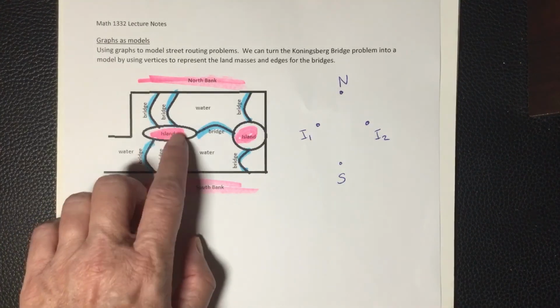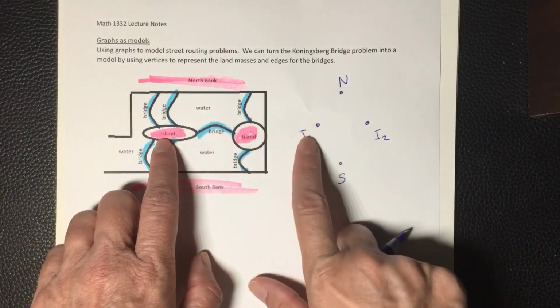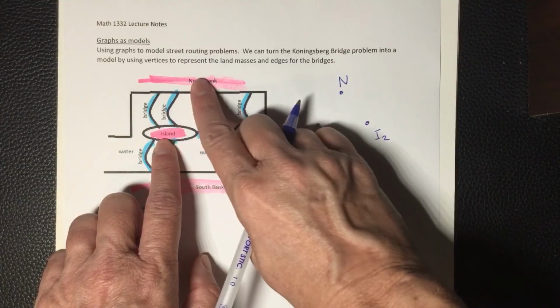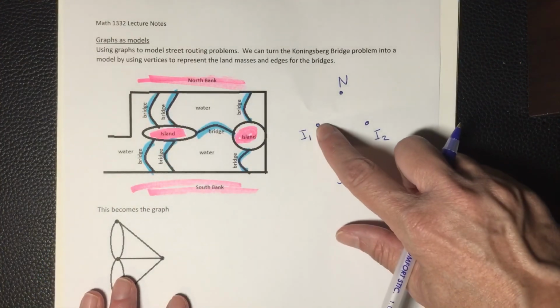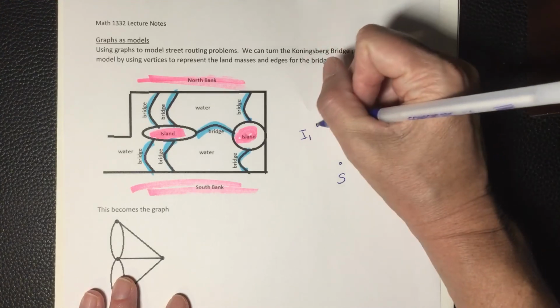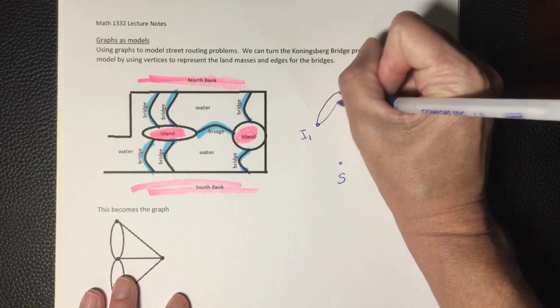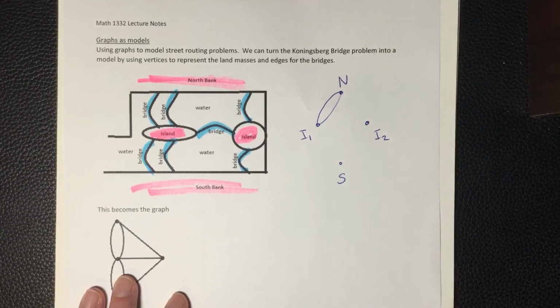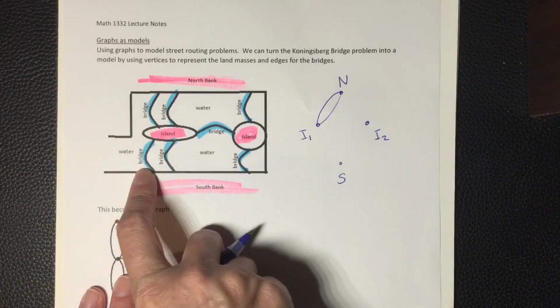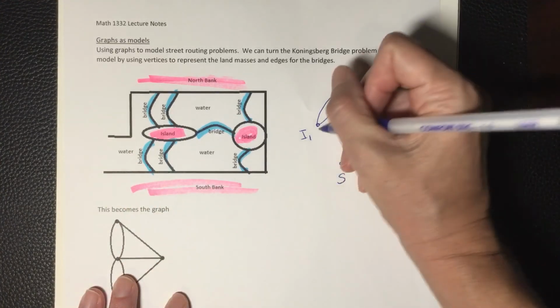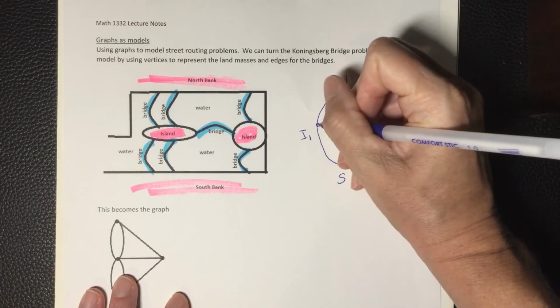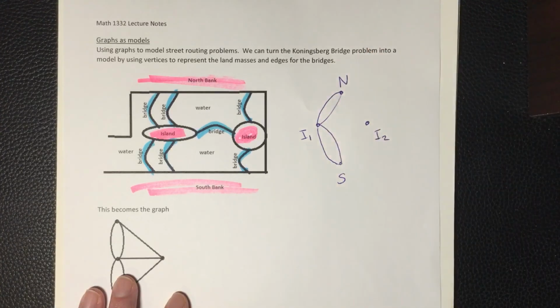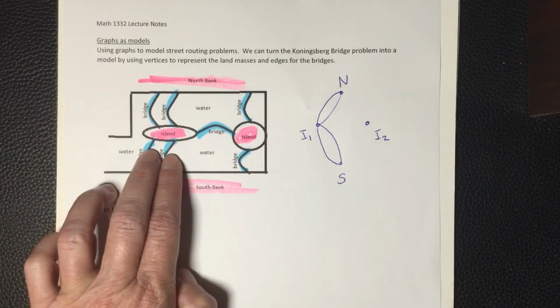If I look at these two, they go from the island on the left, which is island 1, and they connect to the north bank. So I need 2 lines that go from here to N. In order to get both of those in there, I do need to curve them a little bit. Now I also have 2 bridges that go from the same island to the south bank. So that would look something like this. And that takes care of all 4 of those bridges.